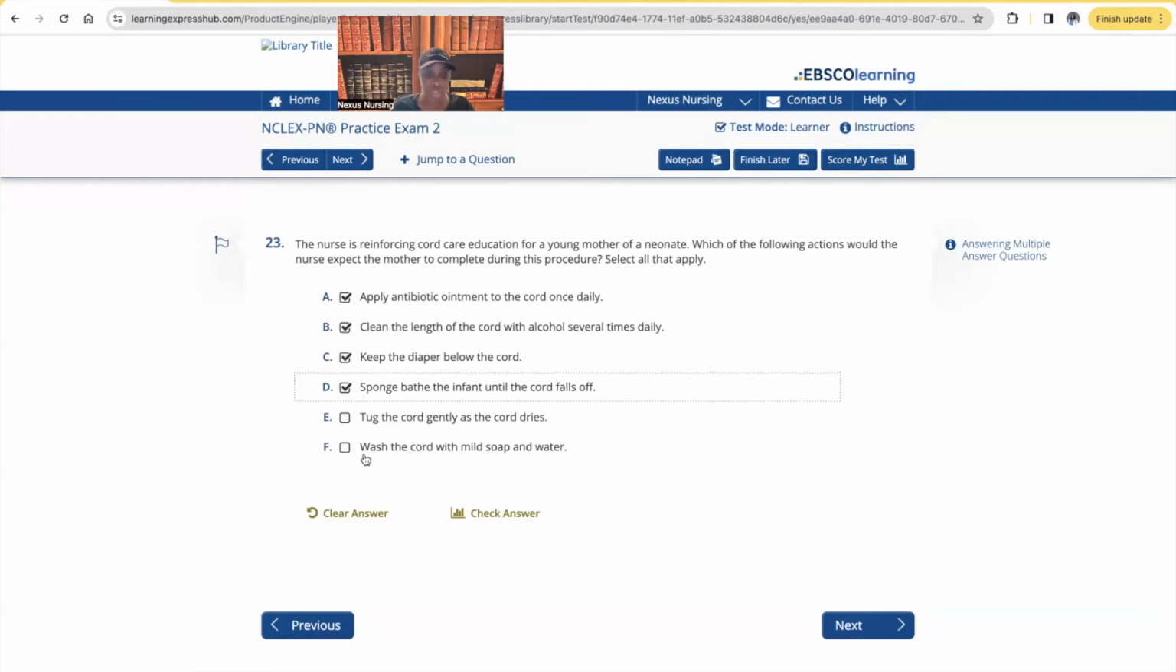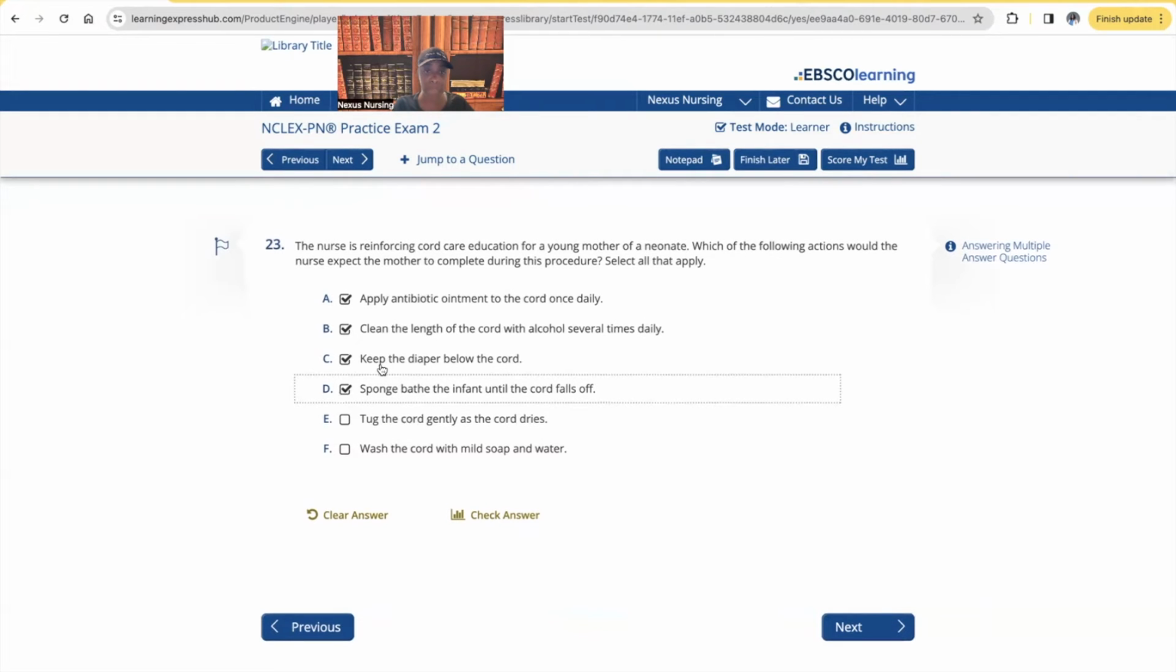Wash the cord with mild soap and water. No, the whole point, the reason why we're sponge bathing the patients, is because we don't want to get that cord wet. So we're not going to wash it with soap and water. We're not going to gently pull on it. But yes, we're going to sponge bathe.